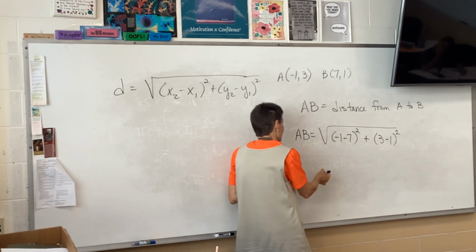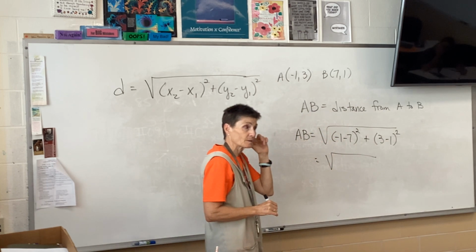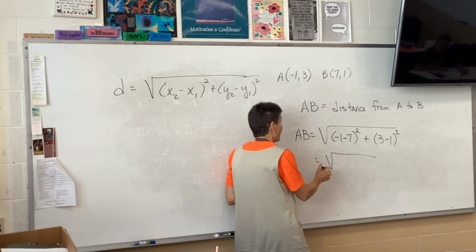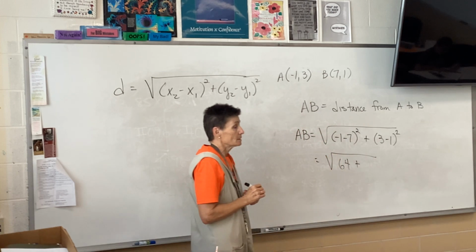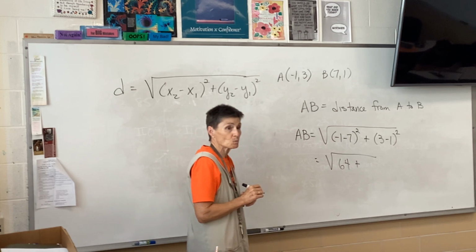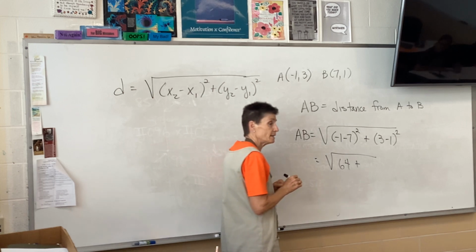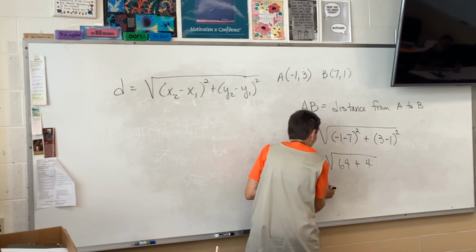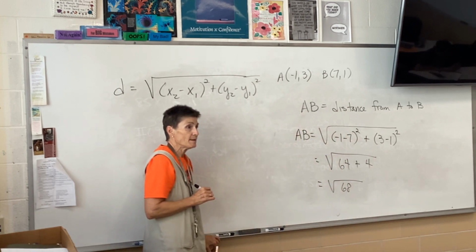So here we go. What is -1 minus 7? -8. But when I square it, I get positive 64. What is 3 minus 1? 2. But when I square it, I get 4. So now I have the square root of 68.